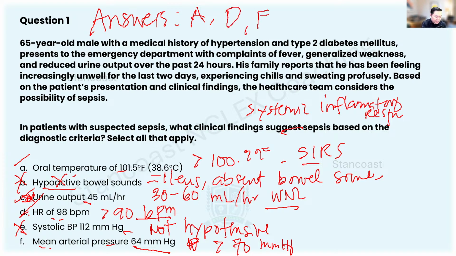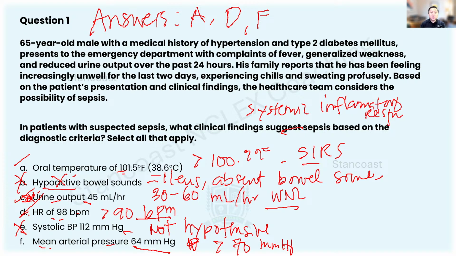Okay. Why is C part of the answer? No, I made a mistake in marking that one. That is not part of the answer. So our answers are only A, D, F. The oral temperature of greater than 101.5. We also have letter D, heart rate of 98 beats per minute, and letter F, mean arterial pressure. Okay. All righty. So those are the correct answers.